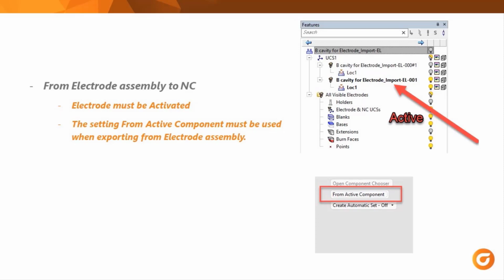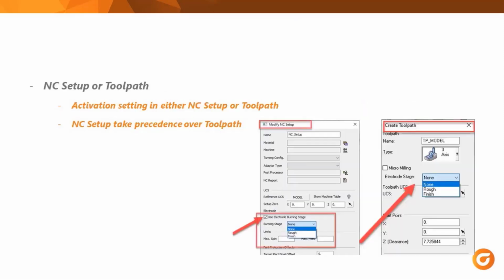And a couple of things to remember with this: the electrode must be activated and you must be using the from active component setting. Once the electrode is on the NC side, the electrode burning stage can be activated in two different areas. Either the NC setup if using one, or in the toolpath if an NC setup is not being used. One thing to keep in mind: any setting used in the NC setup always takes precedence.